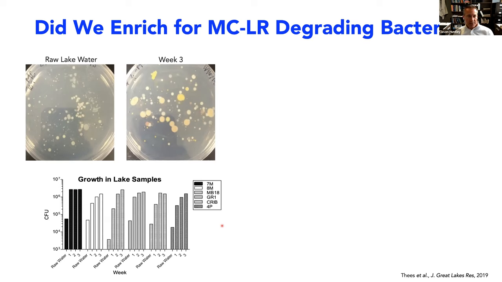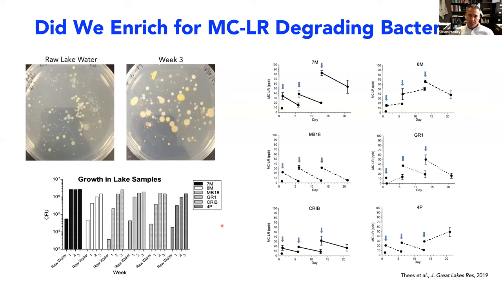Now, our third way to check if there's enrichment, or we're selecting for microcystin-degrading bacteria, we actually counted the number of toxin molecules in each sample. And I'm showing you a lot of data here, but let's just look at this 7M sample. The blue arrow indicates when we add microcystin to the sample, right? It's about 35 parts per billion. That's 35 times more toxic than we should ever encounter as humans.